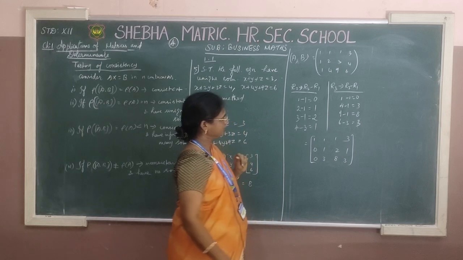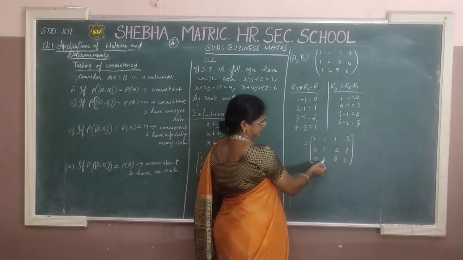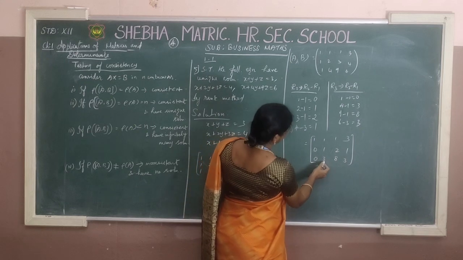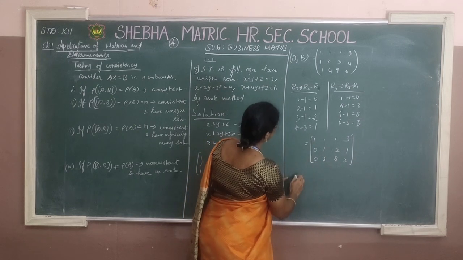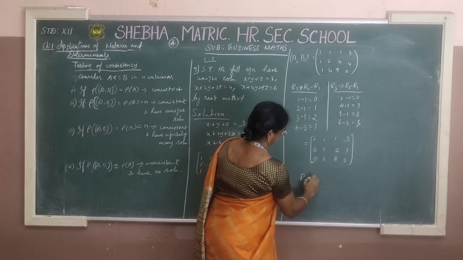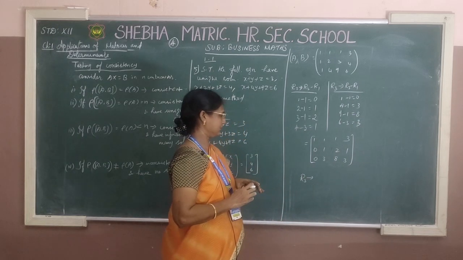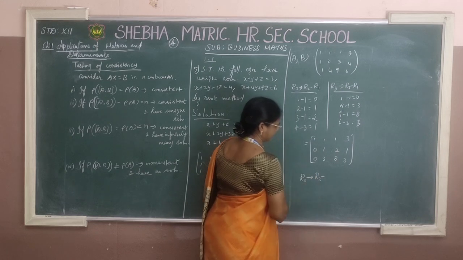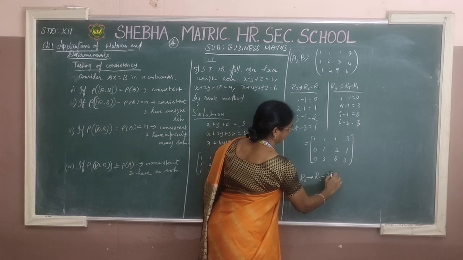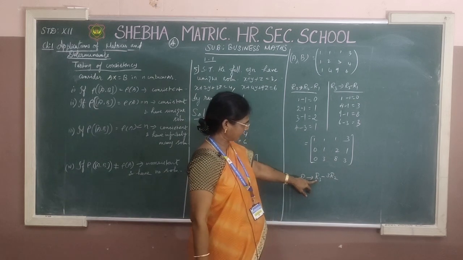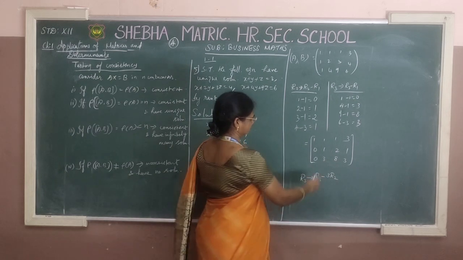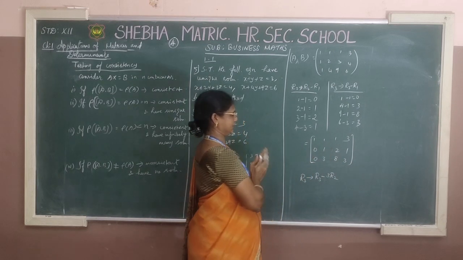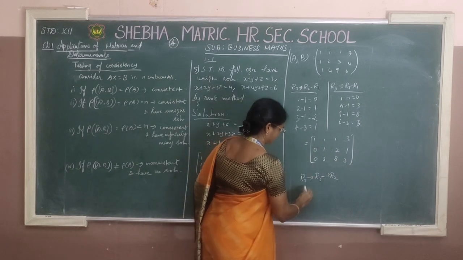Okay, next we have to make this 3 as 0. How to make this? Listen, we are changing R3 as R3 minus 3 into R2. R3 minus 3 into R2, because here 1 is there. If you multiply 1 by 3, we get 3. And then subtract, we get 0.